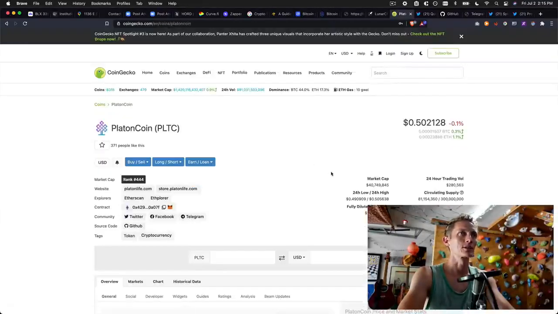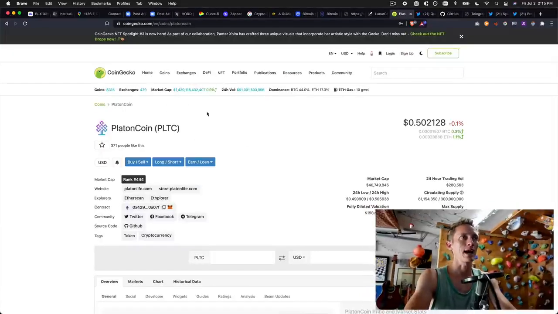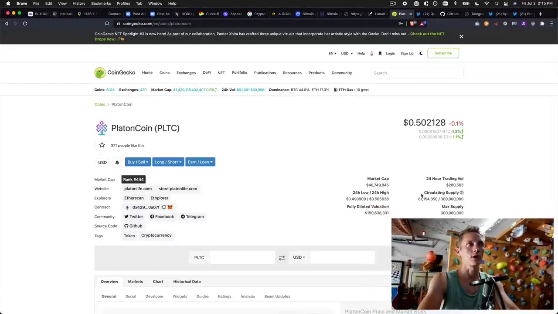Let's take a look. So here we are on CoinGecko. And the great thing about these types of sites is they aggregate a lot of data for us right up front, and they give us some links as a jumping off point. So first of all, the market cap of this coin, this is number 444. So if that's your lucky number, then throw all your money at it. No, don't do that. So number 444 by market cap, we can see the market cap is at $40 million.